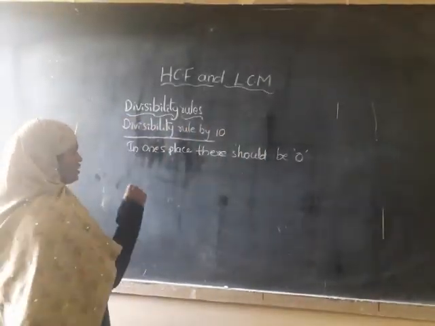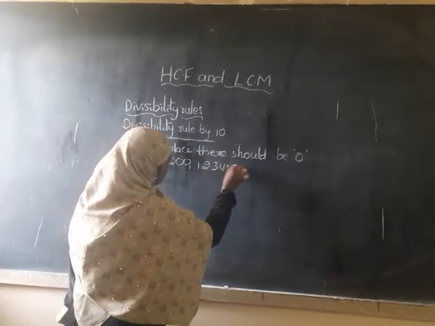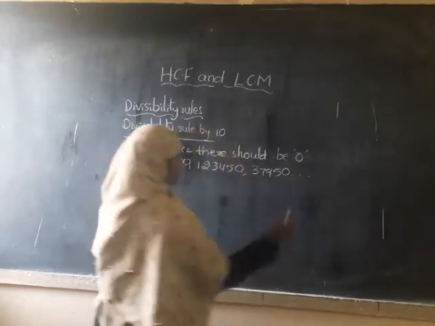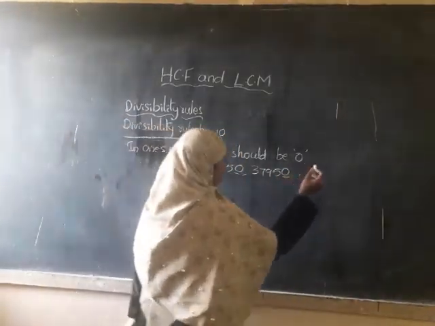There should be 0. That is a 200. 1, 2, 3, 4, 5, 0. 3, 7, 9, 5, 0, etc. In the ones place there is 0.